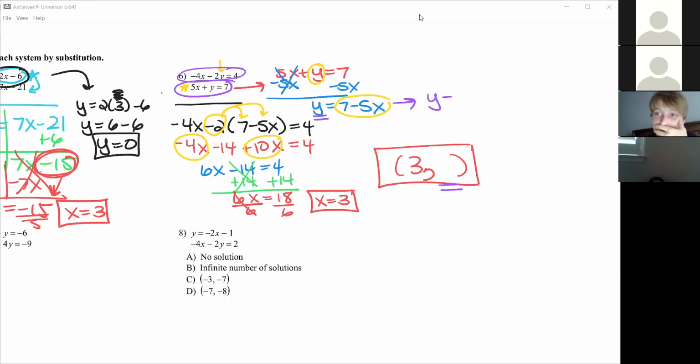So we're going to say y equals 7 minus 5 times 3. y equals 7 minus 15. y equals negative 8. So you should have 3 comma negative 8.